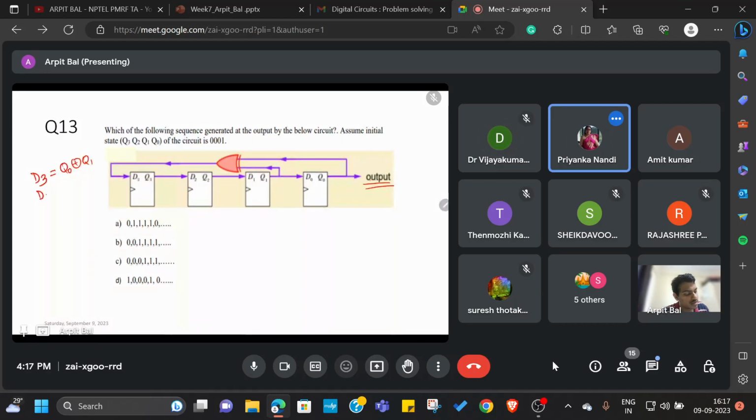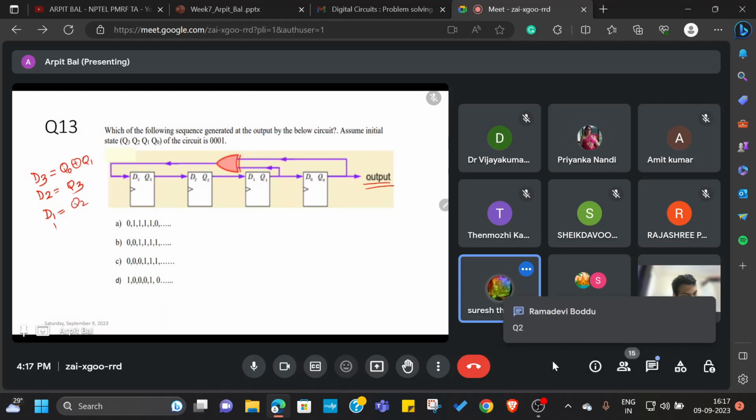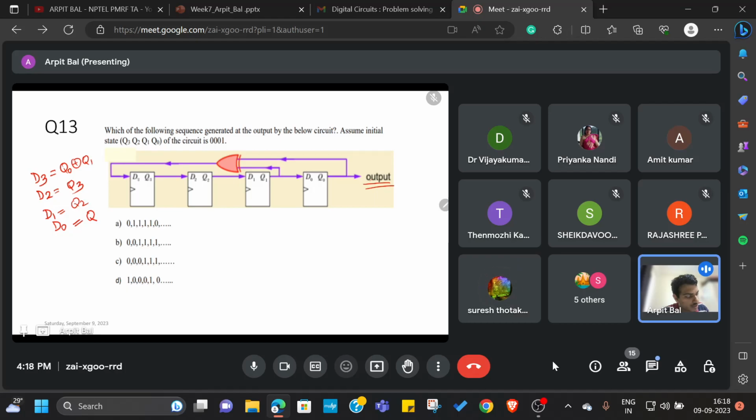For the rest, D2? Q3. What is D1? Q2. Correct. And D0? Q1. Correct. Then you can see that the output that we are supposed to find is basically nothing but Q0. Does everyone agree?